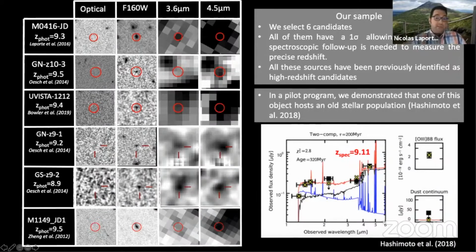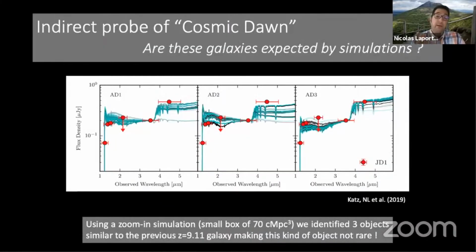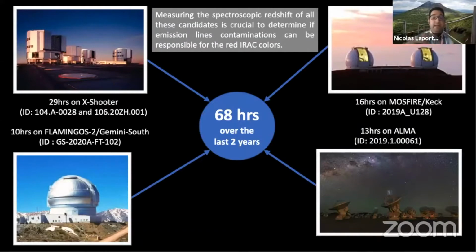So, of course, after these results, we ask ourselves: is this object representative of the general population, or is it just an outlier? To try to answer this question, first we use simulation, and this is the work we did with ARLICAT. We use a small box, something like 70 comoving megaparsec cube. And within this small box, we identify 3 objects like the one at redshift 9.11 I just discussed. So it means that these objects are not rare, and we should search for these objects in all the surveys we have. So that's why we combine 70 hours of telescope time, combining data from all the telescopes you have on this slide.